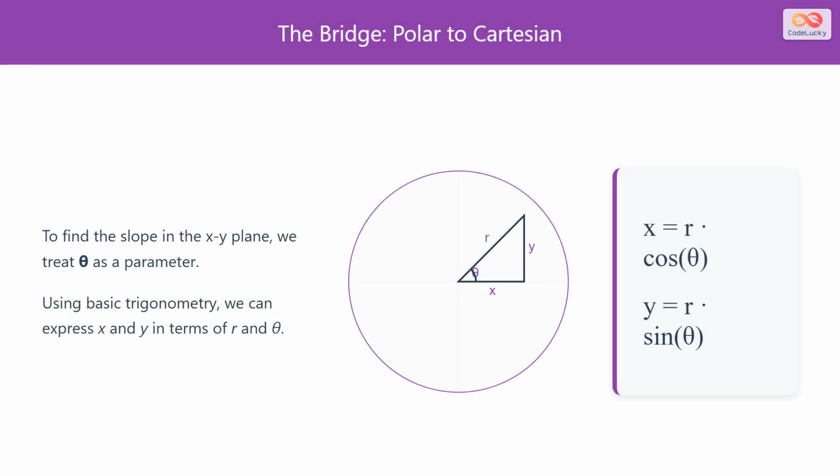To bridge this gap, we use the standard conversion formulas derived from trigonometry. If we look at the right triangle formed by a point, we can see that x equals r times cosine theta and y equals r times sine theta. These two equations are the key to finding our slope.